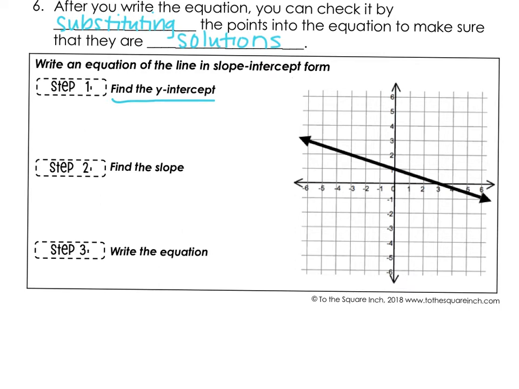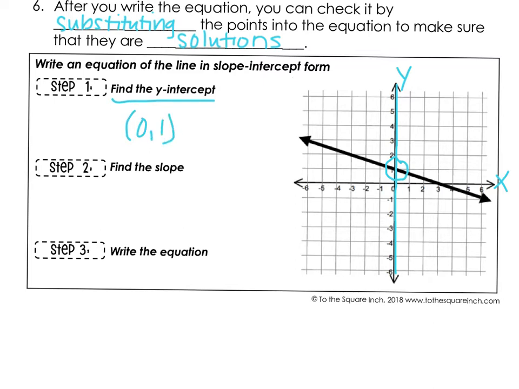So looking at this graph, I am looking for where it crosses the y-axis, which happens to be this line right here. This is our y-axis. Remember, this is our x. So where does this thick, dark line cross the y-axis? Well, right here, which happens to be 1. So our y-intercept is 0, 1.